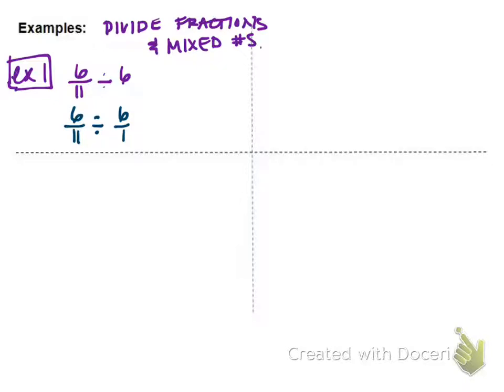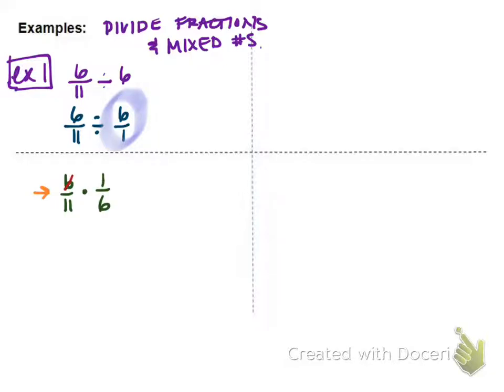I haven't yet made this into multiplication, so I haven't taken its reciprocal yet either. That's where step number 2 comes into place, and we're going to change this to multiplication. I'm going to leave the first fraction the same, and then I'm going to multiply and take the second fraction, 6 over 1, and take its reciprocal and have it as 1 over 6.